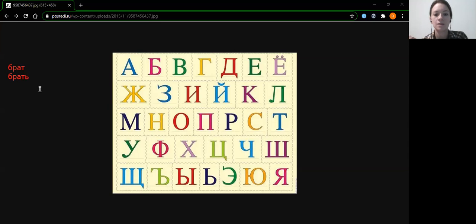When you say t, your tongue is here. When you say the soft t, your tongue should be a little bit closer to the palate.